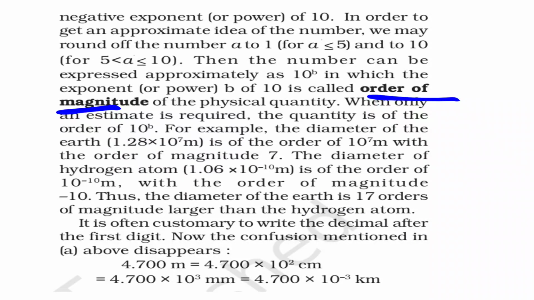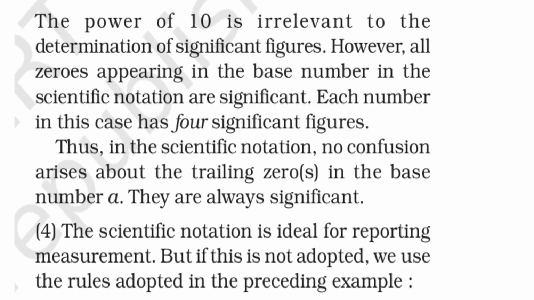4.700 meter is equal to 4.700 × 10^2 centimeter, and this is equal to 4.700 × 10^3 millimeter is equal to 4.700 × 10^-3 kilometer. Now, the power of 10 is irrelevant to the determination of significant figures. However, all zeros appearing in the base number in the scientific notation are significant. Each number in this case has 4 significant figures. Thus, in scientific notation, no confusion arises about the trailing zeros in the base number a.